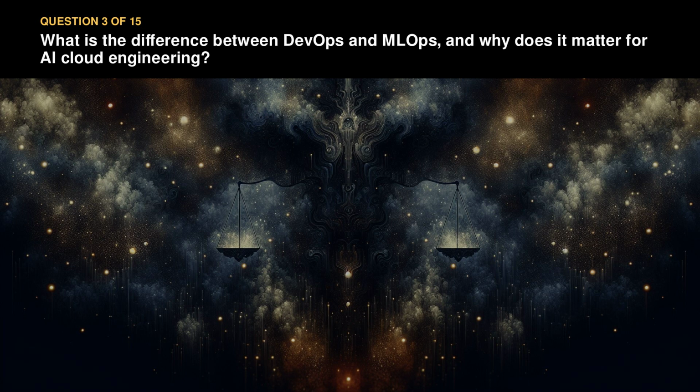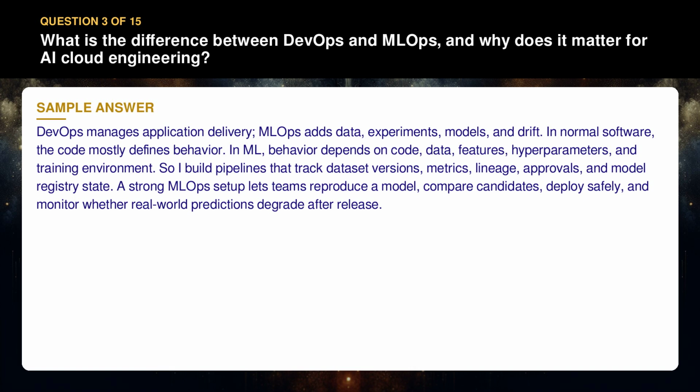Question 3. What is the difference between DevOps and MLOps, and why does it matter for AI cloud engineering? DevOps manages application delivery. MLOps adds data, experiments, models, and drift. In normal software, the code mostly defines behavior. In ML, behavior depends on code, data, features, hyperparameters, and training environment. So I build pipelines that track dataset versions, metrics, lineage, approvals, and model registry state.